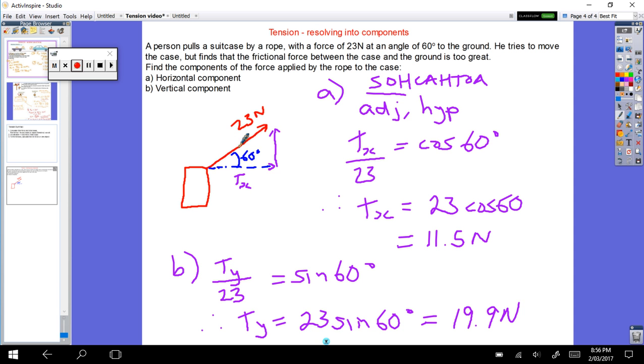So both of those answers make sense. They're both less than the hypotenuse, which is what you'd expect from a right angle triangle. And this is how you find the components of any type of force. It doesn't just have to be tension, it can be any force at an angle.